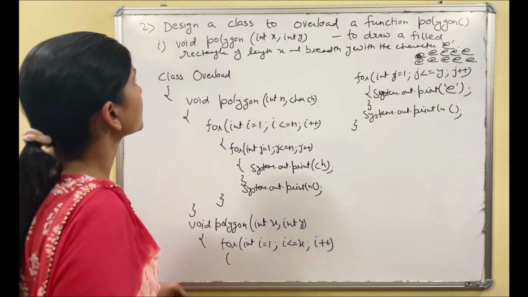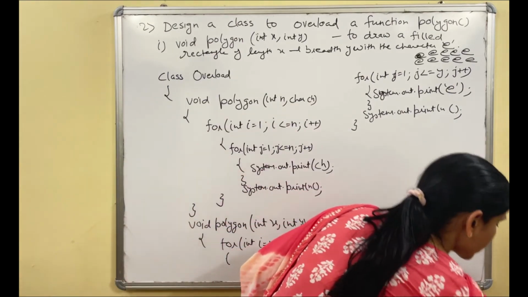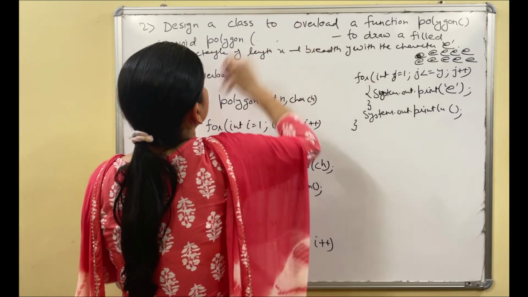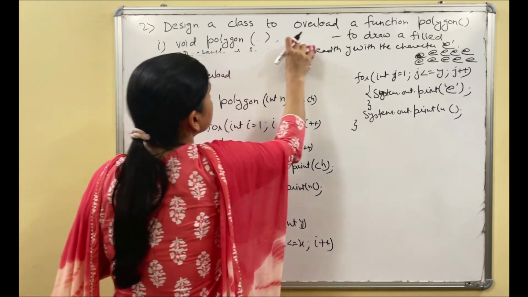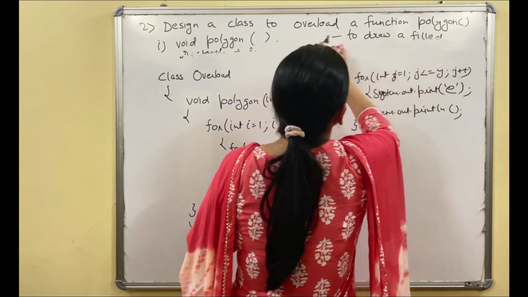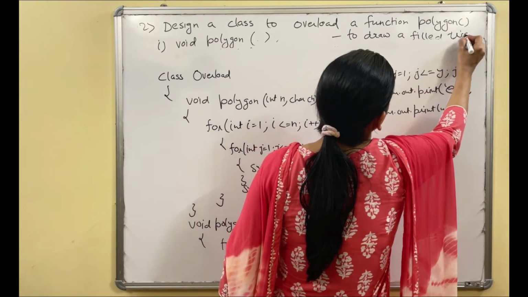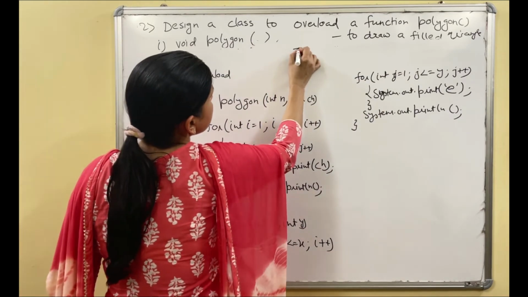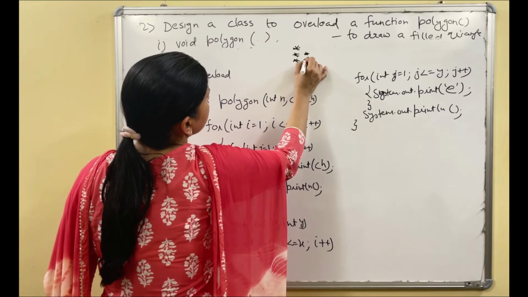Now the third function is left, and in the third function it is given: the function without any argument to draw a filled triangle as shown in the example. So what was given in the example? A simple triangle was there, 1, 2, 3.